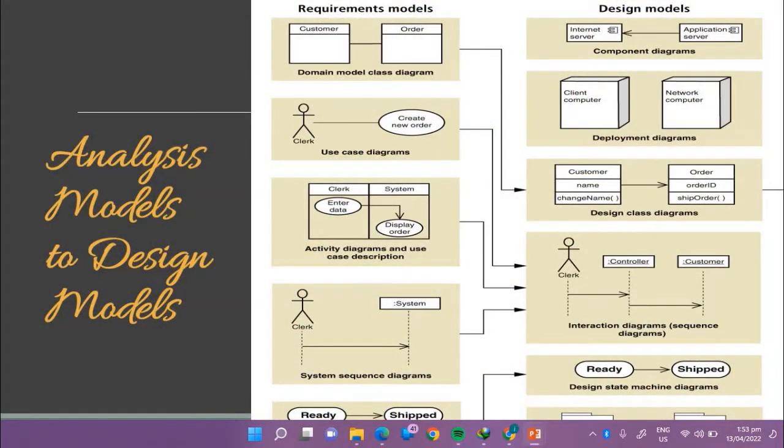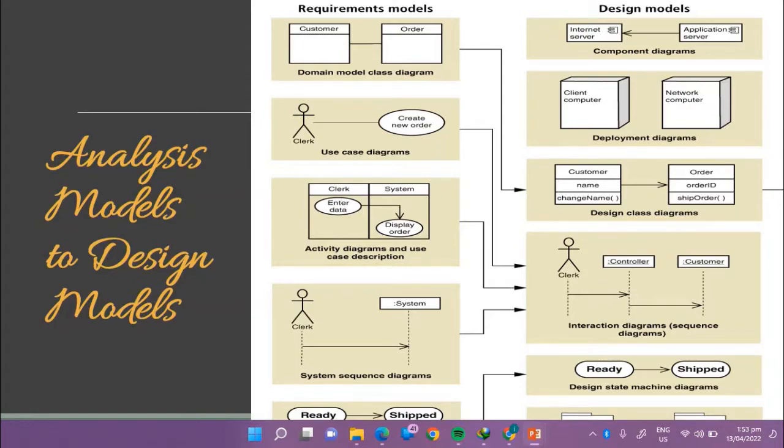This figure identifies the major models used for analysis and design. They're intended for object-oriented development, although they also share many characteristics with traditional development models.